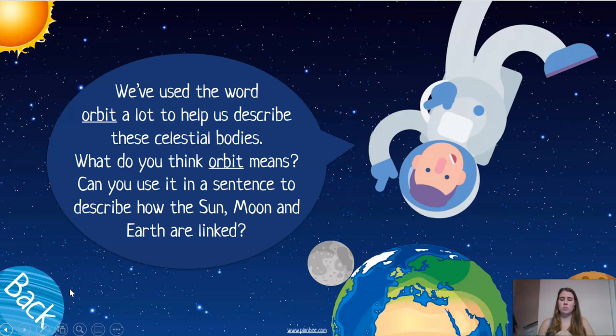So what I want you to do is pause the video and have a think about what it means when something orbits a star or orbits a planet. Think about how we go from day to night. Think about how we go through our different seasons, okay? Think about what might happen in our solar system that changes the day and night and the seasons, and see if you can use it in a sentence to describe how it links the sun and the moon and the earth together as one little unit. So pause the video and see if you can have a go at writing a sentence to explain what orbit might mean using those three celestial bodies.